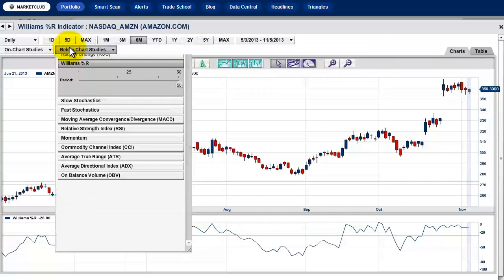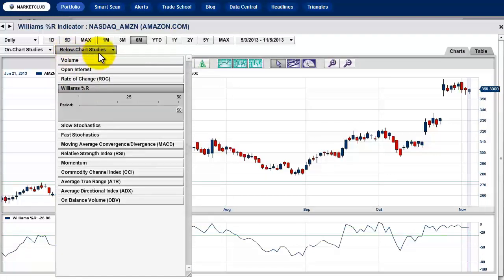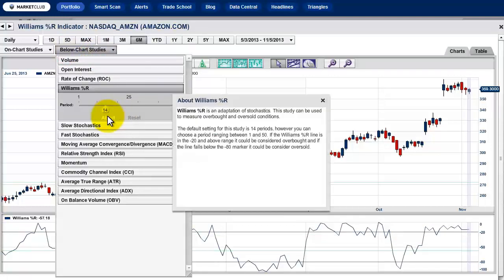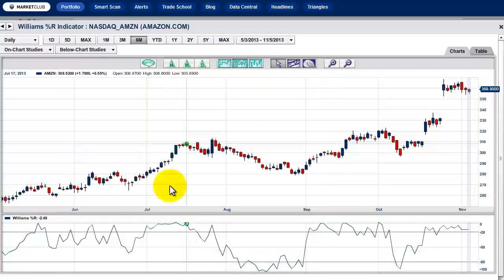Now, for our purposes, we're just going to stay on the 14, the default setting for the indicator. So just go back to the indicator under the below chart studies menu, and you can do reset, which is right here. You can also read about the indicator here. Let's close that up and look at the chart.